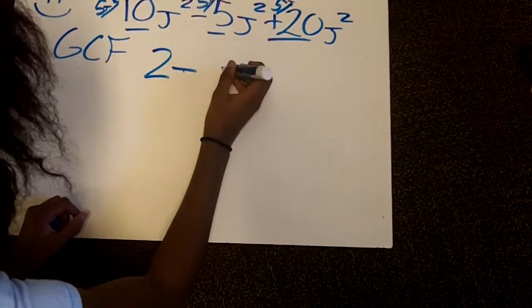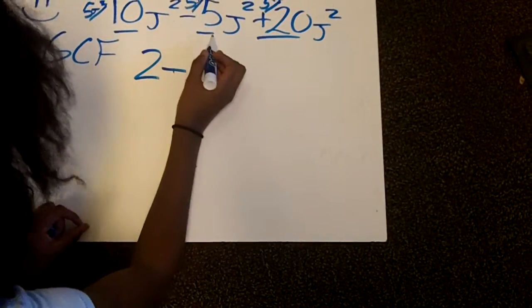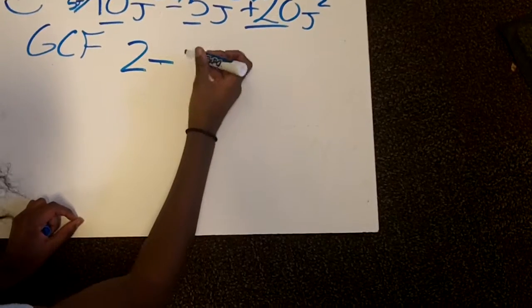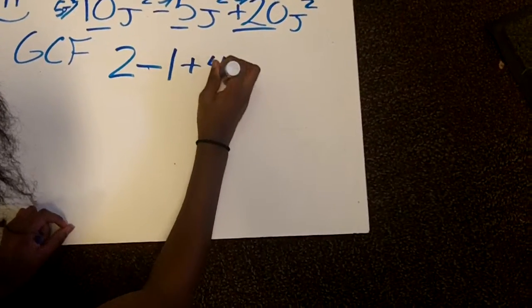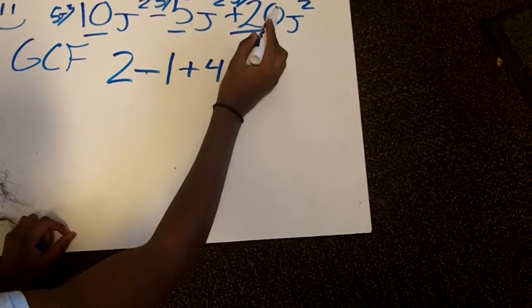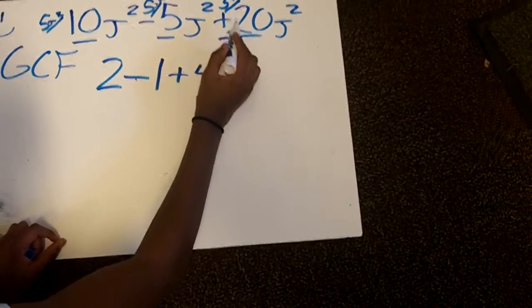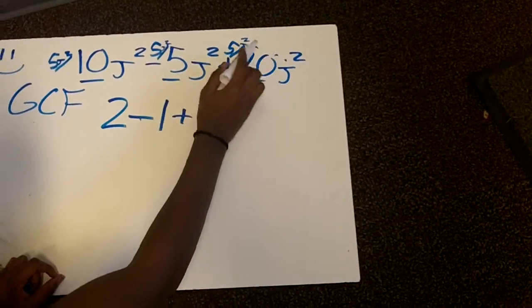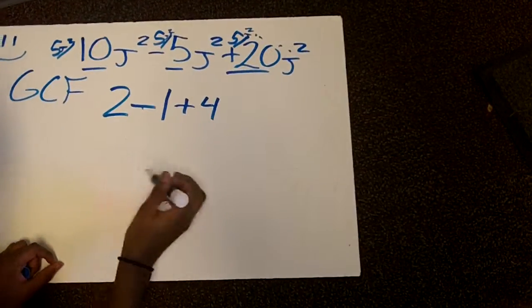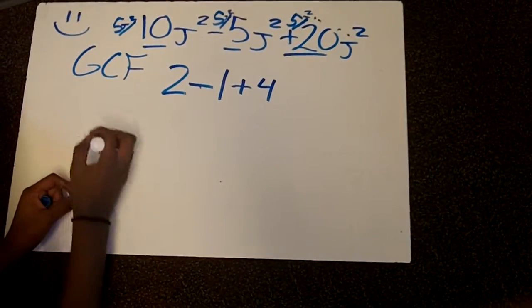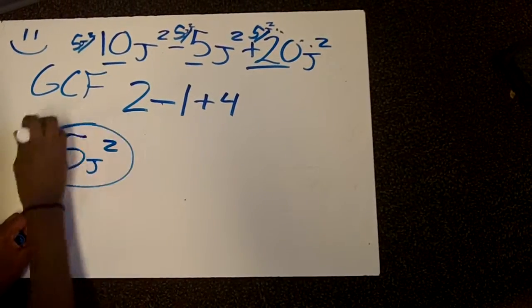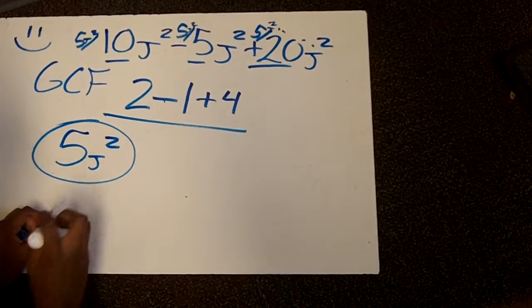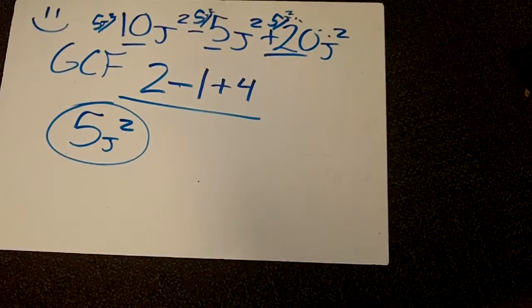And then this is pretty much divided by itself, so then that would be 1 plus 4. I got 4 because you divide 20j squared by 5j squared, and they share that as well as others, so it would be 4. So your greatest common factor would be 5j squared, and that is your answer. Okay, so that's the first one.